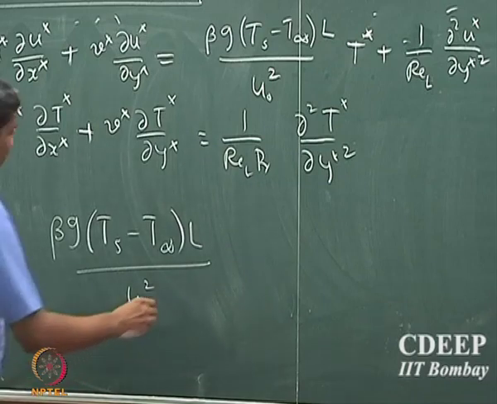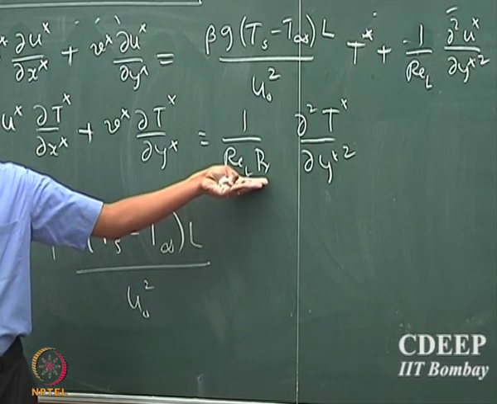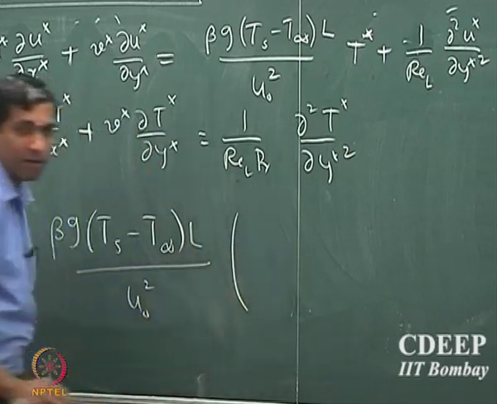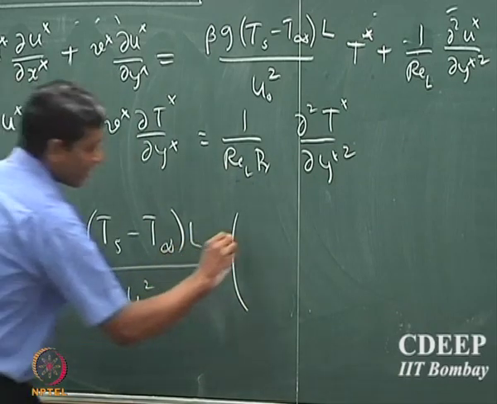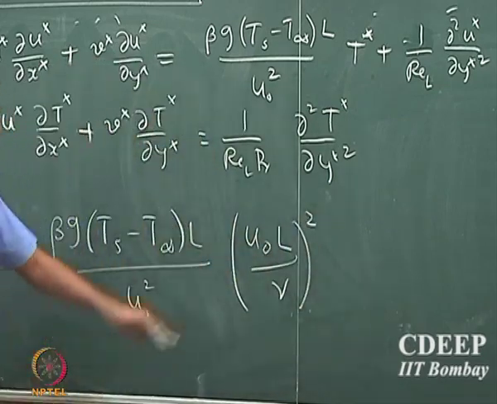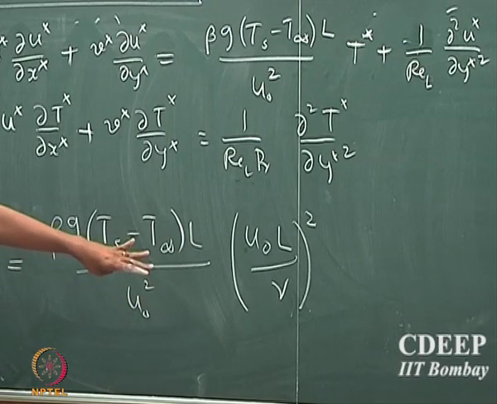Therefore, we define a new number called the Grashof number, which is not simply the coefficient. In all the earlier cases, we attempted to define a dimensionless quantity for the coefficient, and here we distinguish the effect of different forces. The way to do that is you multiply it by the square of the Reynolds number. Remember that U naught L by nu is nothing but the Reynolds number based on the length of the plate. So you multiply it by the Reynolds number.